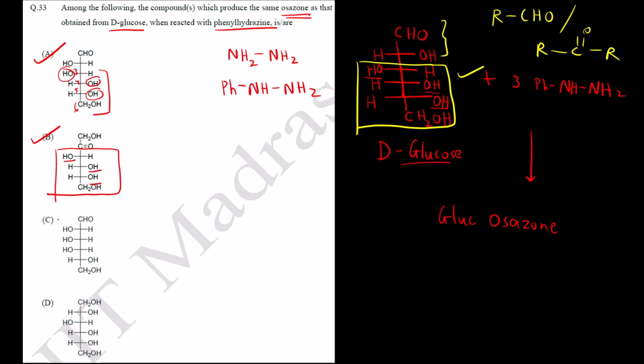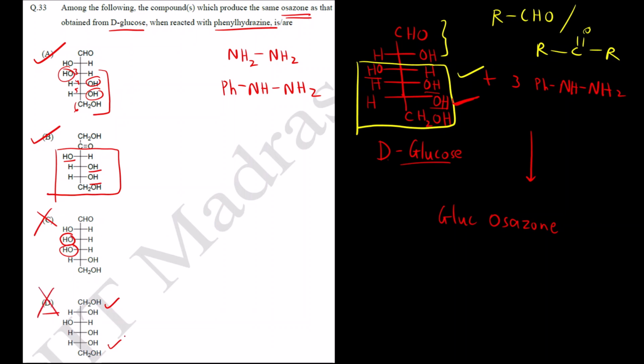Option C, if you see, OH on the left, but then at carbon 4 OH is on the left, but we want the OH on the right because in glucose it is on the right. So option C is incorrect. Option D, there is no aldehyde, no ketone, so it will not react. Okay, both are alcohols. Alcohols will not react. So option D is incorrect.